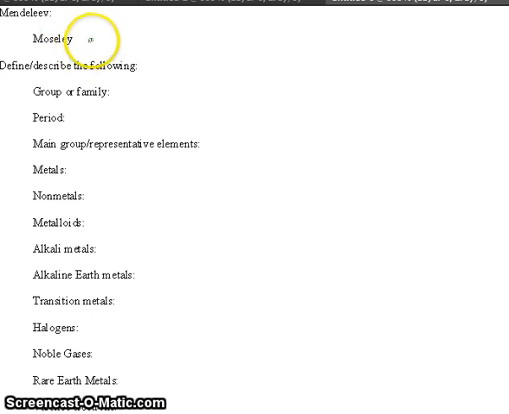Moseley, he kind of piggybacked off of Mendeleev. He took advantage of the fact that he discovered a way to determine the number of protons using X-rays and the relationship to the energy given off by the atoms. So he found that there were a couple inconsistencies with Mendeleev, but those inconsistencies were fixed when we arranged the periodic table by increasing atomic number.